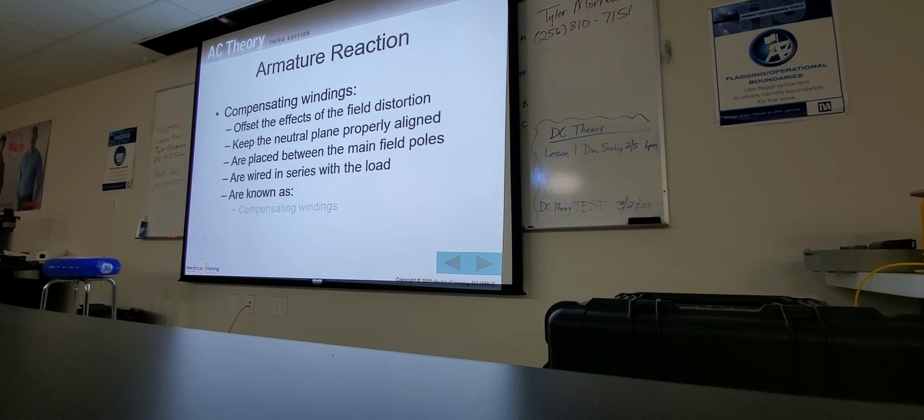Compensating windings offset the effects of the field distortion. They keep the neutral plane properly aligned, are placed between the main field poles, and are wired in series with the load. They're also known as interpole windings or Thomson-Ryan windings.